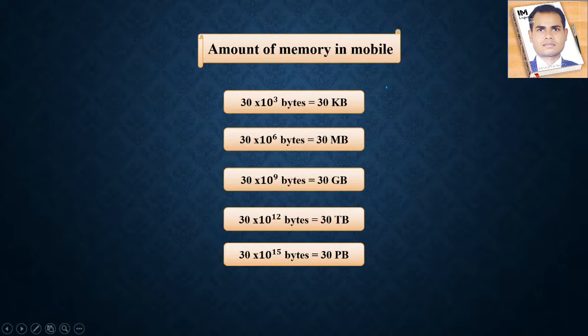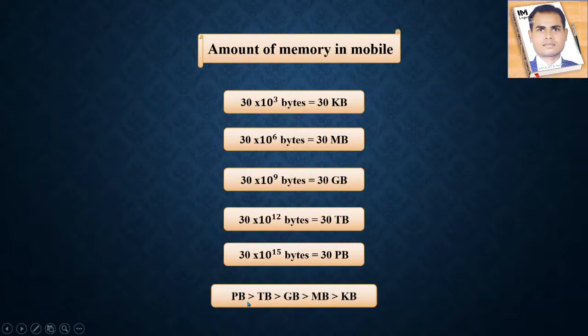So you see here the units of the amount of memory: KB, MB, GB, TB and PB. The difference in unit is 10³, 10⁶, 10⁹, 10¹², and finally 10¹⁵. You have to remember that the smallest unit of memory is KB, and the next one, bigger than KB, is MB. In this way the biggest unit is PB. You have to remember this order of the amount of memory.